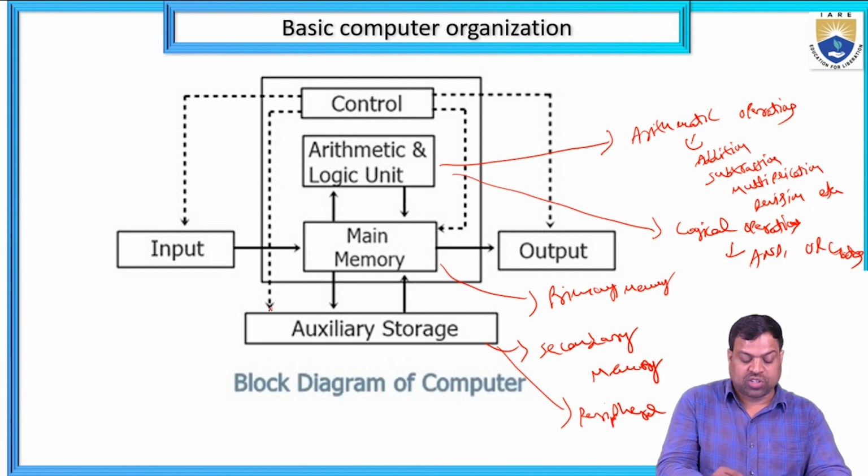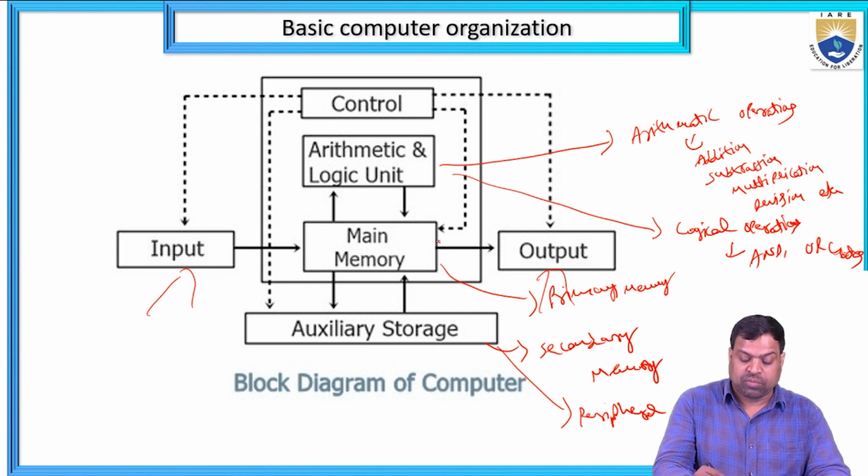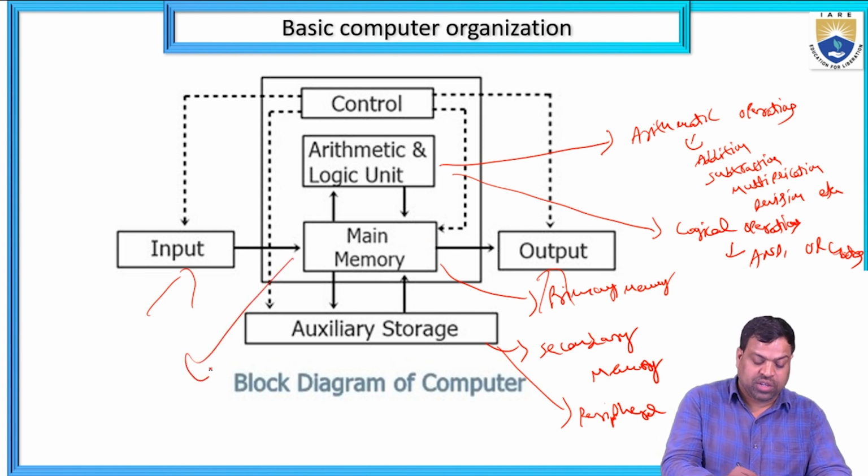So input outputs are also called peripheral devices. Input outputs are the peripherals connected to the CPU. In the auxiliary storage, the main memory is also connected. Auxiliary storage, the secondary memory, is connected to the main memory, including the CPU, central processing unit. So what memories do we have in the main memory? We have RAM and ROM also.